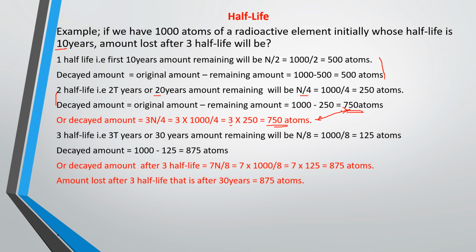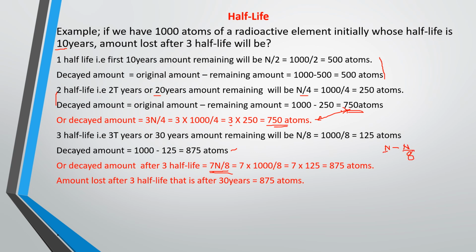Now the decayed amount is equal to 1000 minus 125. That gives you 875 atoms, right? Now we also said that you can use this short formula: at 3 half-life, the amount that has decayed is equal to 7n over 8. Or you can say at 3 half-life, the amount that has decayed is equal to n minus the fraction that is remaining, which is n over 8.